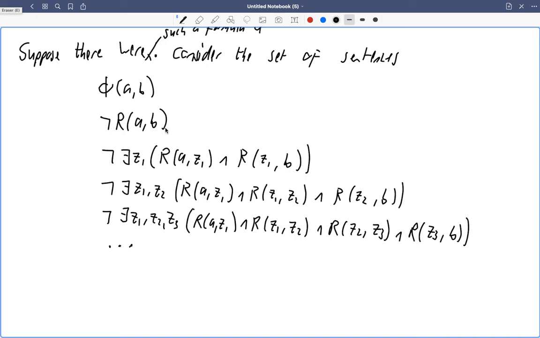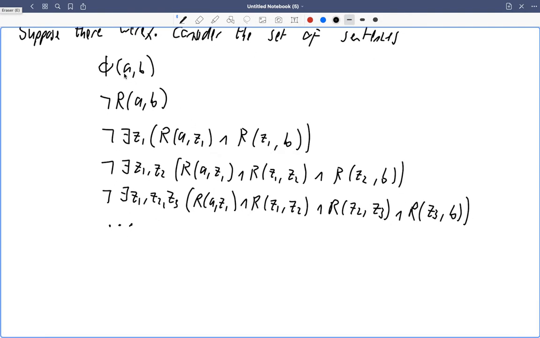So it's an infinite set of sentences, and the point is this sentence says B is not reachable from A in one step. This sentence says B is not reachable from A in 2 steps. This one, in 3 steps. And this sentence says B is not reachable from A in 4 steps. And you can imagine how the sentences go. For each n, we have a sentence saying B is not reachable from A in n steps. And we've supposed that this formula says B is reachable from A in some finite number of steps.